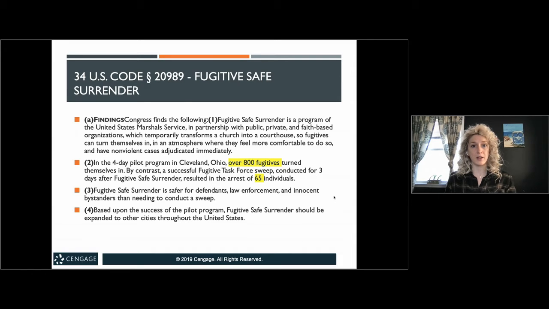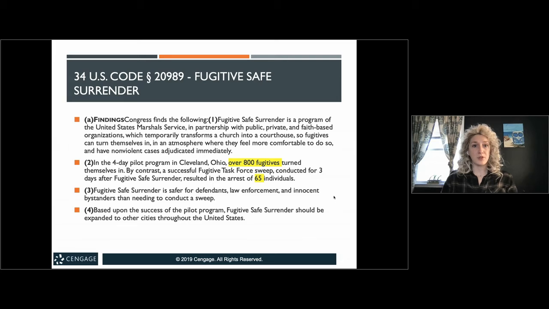So in this 4-day pilot program, you'll see I've highlighted here, over 800 fugitives turned themselves in. The contrast to this is that when the Fugitive Task Force would conduct a sweep over a 3-day period, specifically taking all the warrants and going out to find these individuals, they only would make 65 arrests. So you see here, you have a much higher rate of return of offenders turning themselves in.